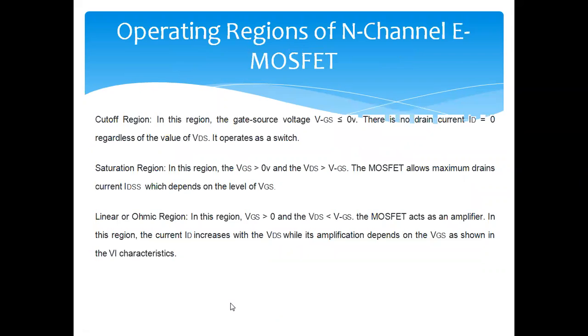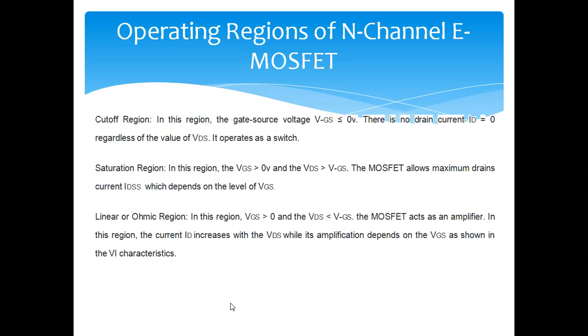Now, what are the conditions so that the N channel E MOSFET will remain in a cutoff region? For that, VGS should be less than or equal to 0 volt. So there will be no drain current, regardless of the value of VDS. So it operates as a switch. This is the cutoff region condition.